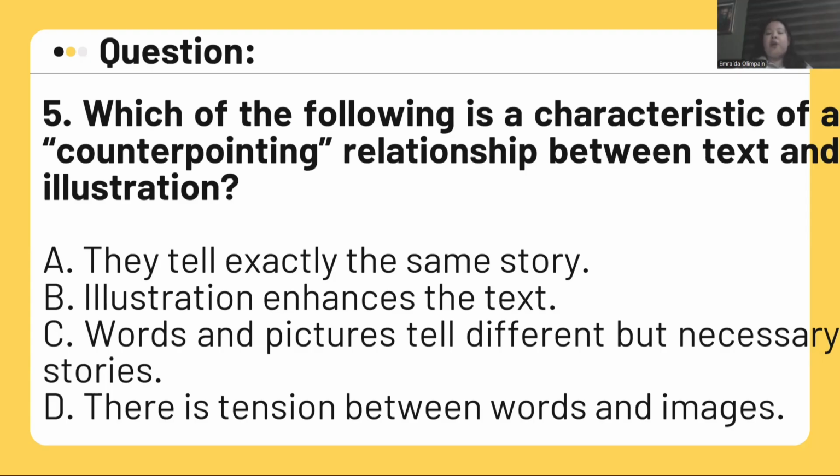Again, which of the following is a characteristic of a counterpointing relationship between the text and illustration? A. They tell exactly the same story. B. Illustration enhances the text. C. Words and pictures tell different but necessary story. D. There is a tension between the words and images.